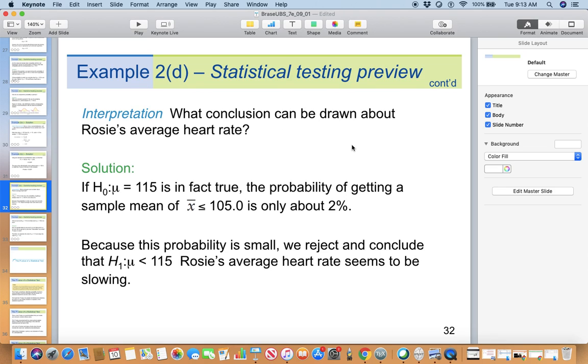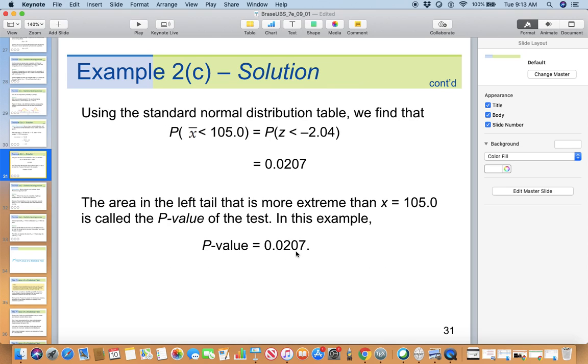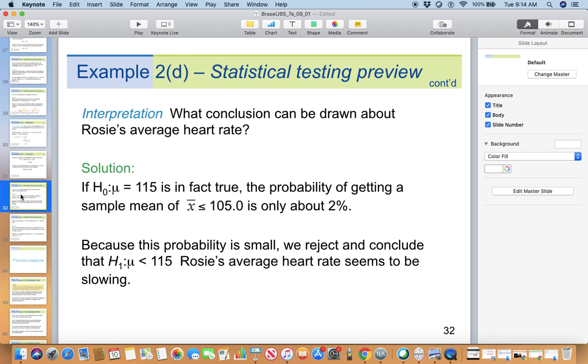Interpretation. What conclusion can be drawn? If H naught, the null hypothesis, mu is 115, is in fact true, the probability of getting a sample mean of less than or equal to 105 is only about 2%. Where did the 2% come from? 0.0207. So that's 2.07%. Because this probability is small, we reject this and conclude that H1, mu less than 115, Rosie's average heart rate seems to be slowing.